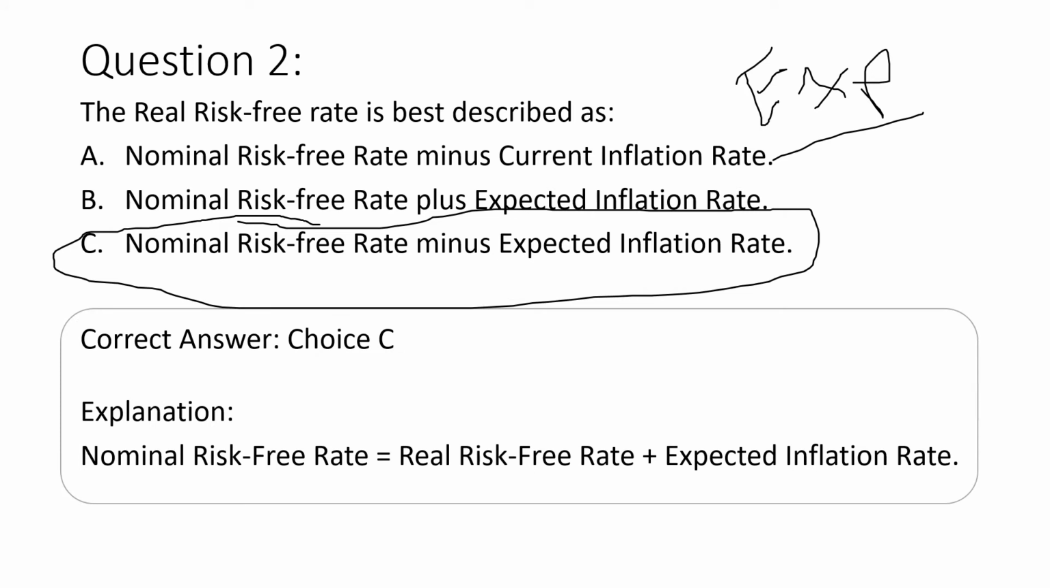Always remember that when you're calculating nominal risk-free rate, you have to include the expected inflation rate and not the current inflation rate. Let's do another problem.